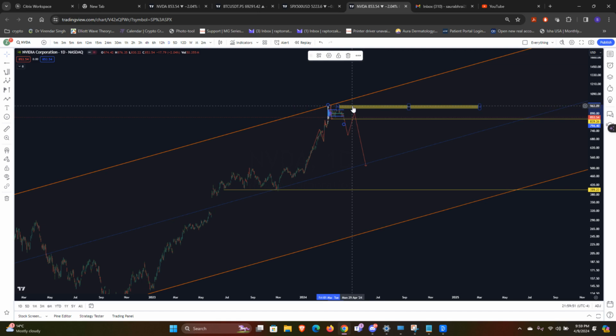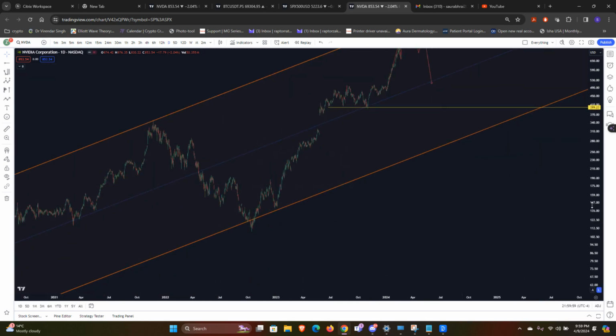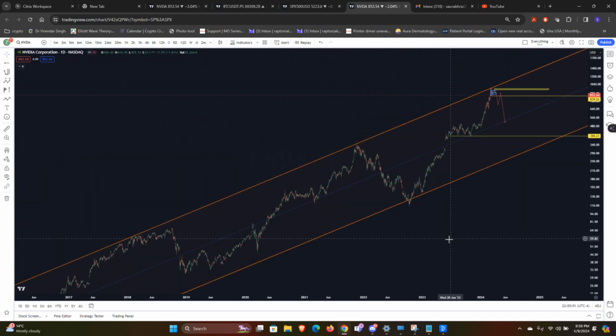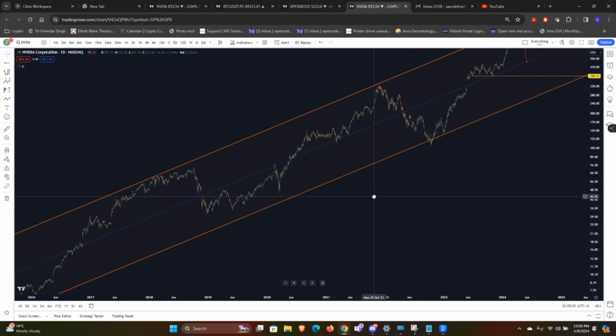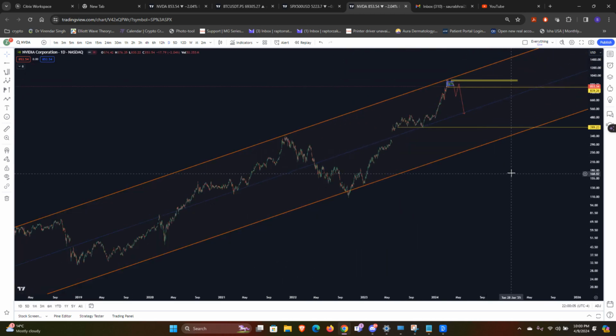So yeah, I mean, this is what I think about NVIDIA, and this is what I'm looking for in the coming days or weeks. If I see a proper setup, I'll post it. Else, you guys can monitor the charts and take the short as you find suitable.